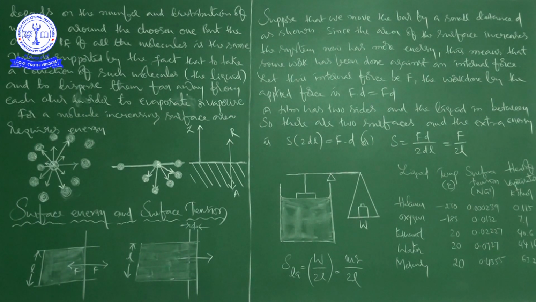With the help of this formula, S equals W by 2L, that is equal to mg by 2L, you can measure surface tension. The basic formula is the same, F by 2L. In place of F, here we are going to keep W. So directly you can measure with the help of this experiment. This is a flat vertical glass plate, and this is the weighing pan. Like this, this is the way of measuring surface tension for one particular free surface of a liquid.